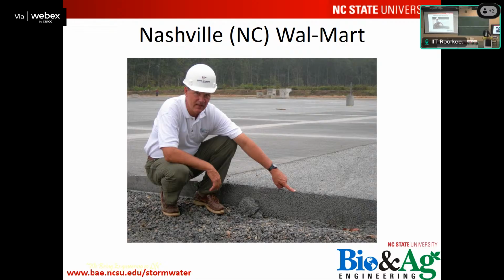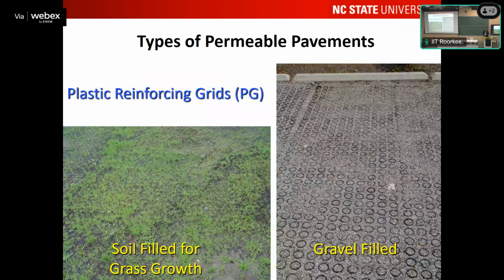Here's an example of it used at a large car park in North Carolina. You get an idea. It tends to be about 15 centimeters thick, okay? When they use pervious concrete, it tends to be about 15 centimeters thick. All right, we'll talk about why that's important in just a little bit.